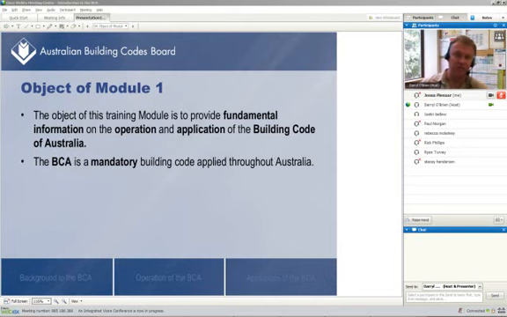So if you go to section 30 of the Building Act 1975, if you're in Queensland, you'll see that one of the building assessment provisions that is referenced is the Building Code of Australia. So that's what gives it standing, I guess you could say.